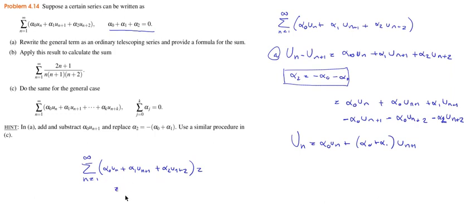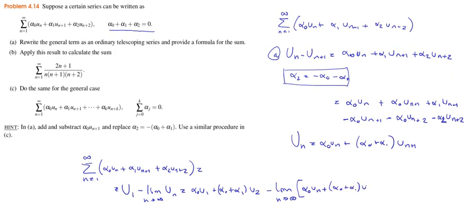So this series would be a telescoping series, and the result will be capital U 1 minus the limit when n goes to infinity of capital U sub n. Now capital U sub 1 is alpha sub 0 u sub 1 plus alpha sub 0 plus alpha sub 1 u sub 2, and then minus the limit when n goes to infinity of alpha 0 u sub n plus alpha 0 plus alpha 1 u sub n plus 1. Okay, we can write it like that. So that's the result for part A.